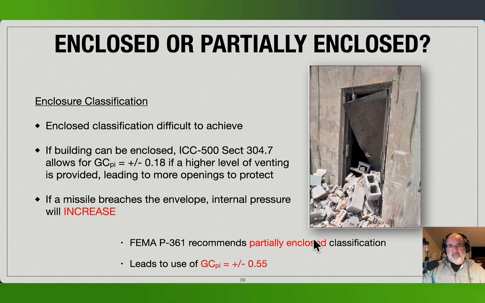So the enclosure classification comes into play. If we have any compromise or any breach in the building envelope, that's where we're looking at increasing the enclosure classification to partially enclosed. For most typical buildings, we're going to be looking at plus or minus 0.18. Moving to partially enclosed is going to increase the coefficient to plus or minus 0.55.